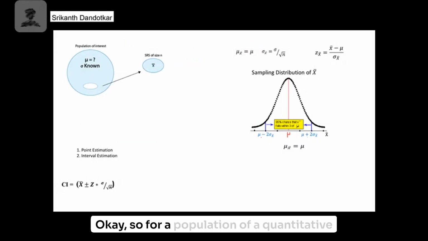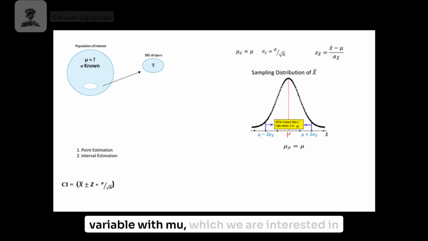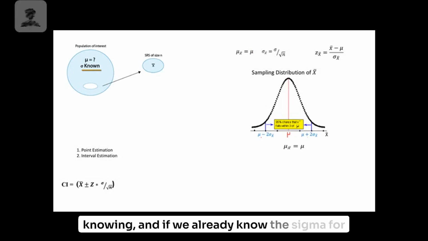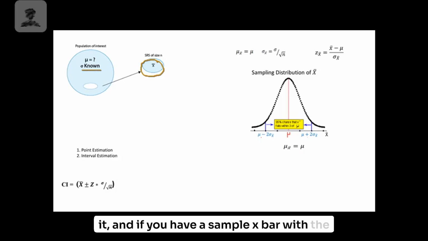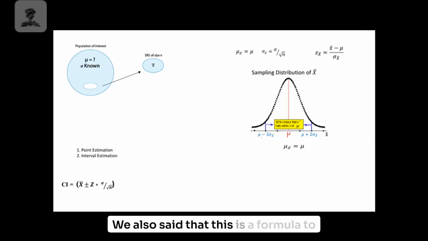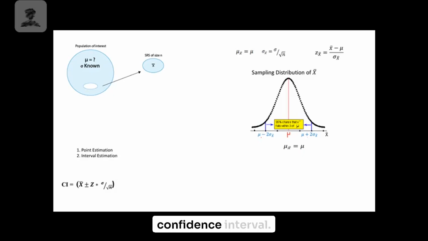Okay, so for a quantitative variable with mu, which we are interested in knowing, and if we already know the sigma for it, and if you have a sample x bar with a sample size of n, we said that we can imagine that this sample is just one of the thousands of samples from a theoretical sampling distribution of all x bars, such that the center of this, mu x bar, would be equal to the population mu, and its standard deviation would be equal to sigma of the population over square root of n, where n is the sample size. We also said that this is a formula to calculate the z in that instance. And this is a formula we have been using to calculate the confidence interval, right?